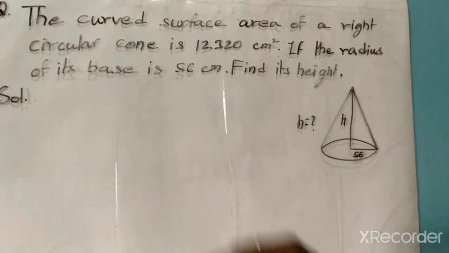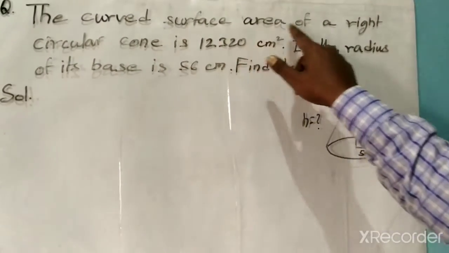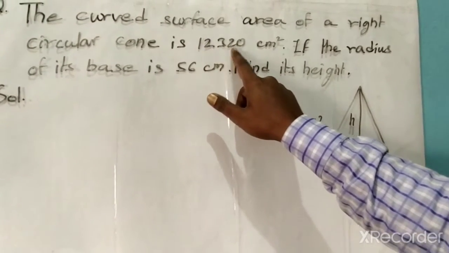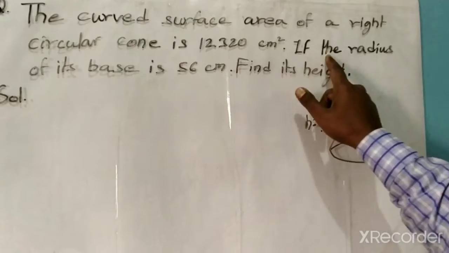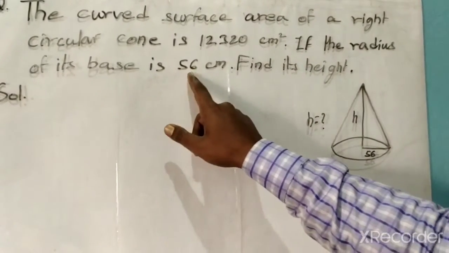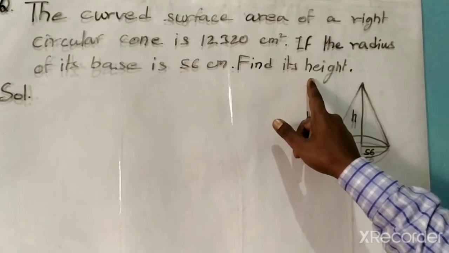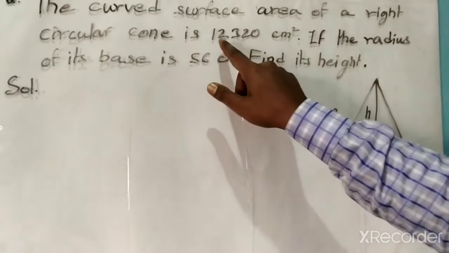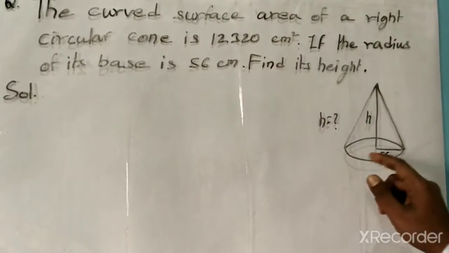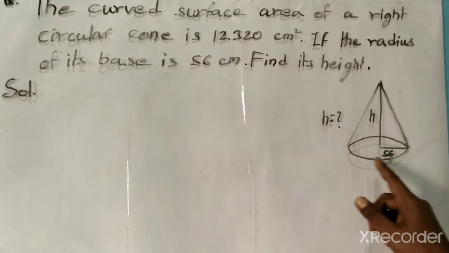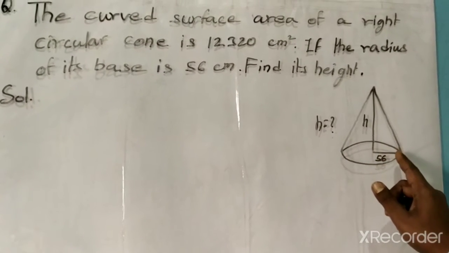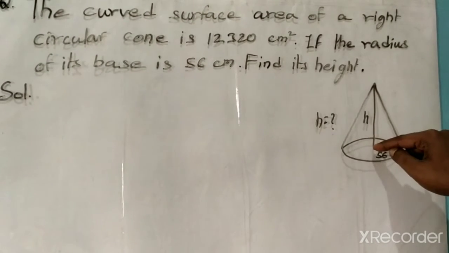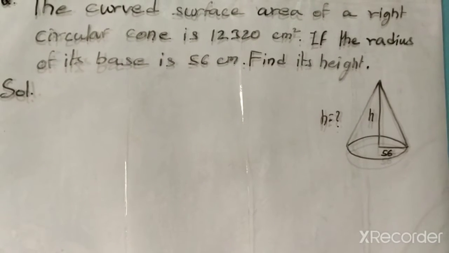Today's question is: the curved surface area of a right circular cone is 12,320 centimeter square. If the radius of its base is 56 centimeter, find its height. In this question, the curved surface area of the cone is given, that is 12,320 centimeter square, and its base is circular in shape and its radius is given, that is 56 centimeter. We have to find the height. So please watch the video till the end so that the concept will be clear.